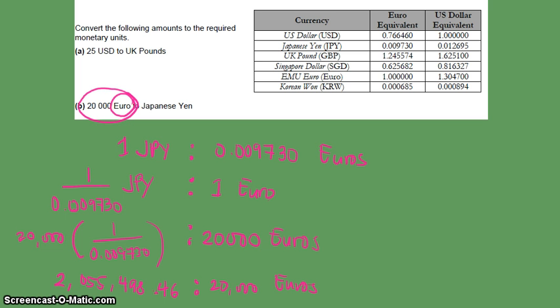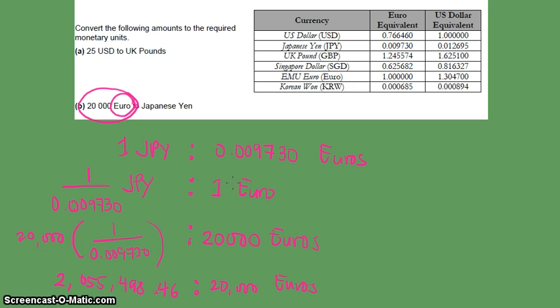Okay, so just to summarize the solution, the first thing you have to do is to set the relationship of the monies involved. Here, we want to convert euros to Japanese yen. From the table, we can see that 1 Japanese yen is 0.009730 euros. If you're converting an amount in euros, you have to find how many Japanese yen there are for every euro. We can get 1 euro by dividing 1 Japanese yen by the conversion for the euro, which is 0.009730.